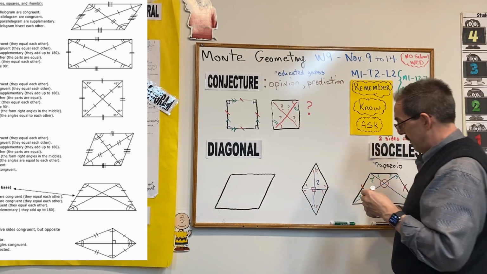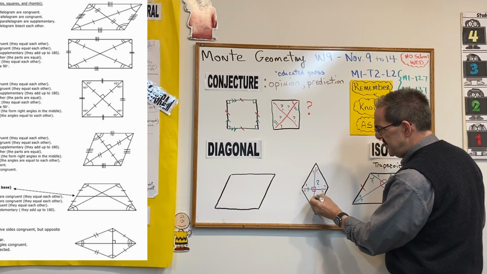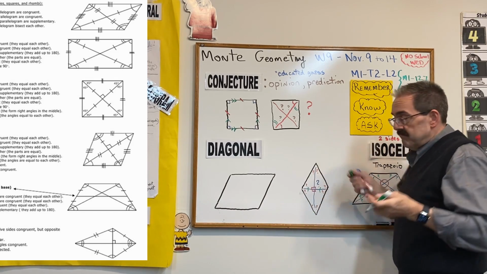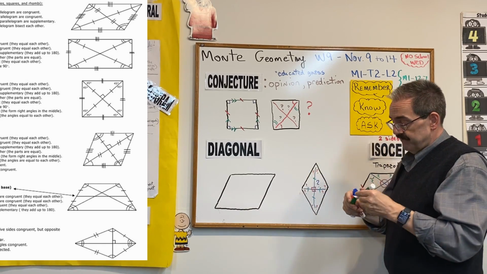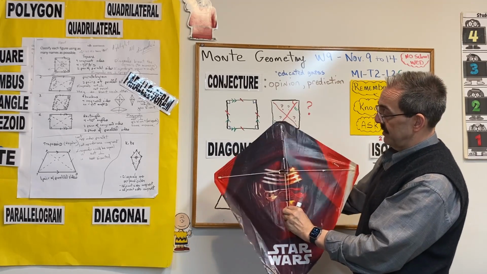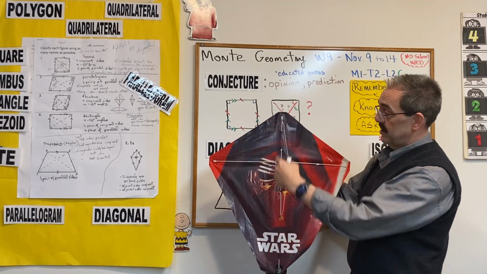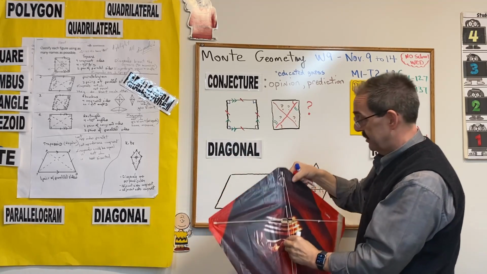Another thing to think about. Is this piece equal to this piece? This piece equal to this piece? On a kite, definitely not equal. Most likely equal.